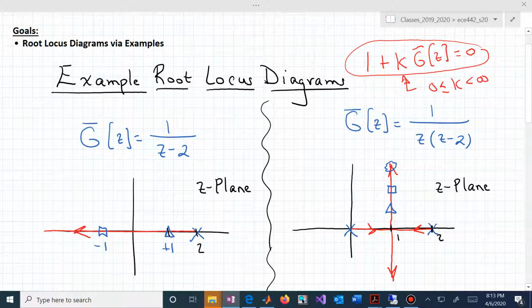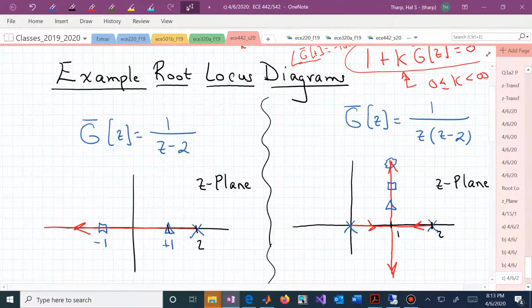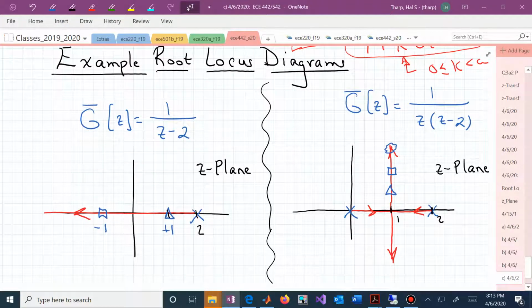We've seen that k g bar of z is equal to minus 1, which is 1 at minus 180 degrees. If we're looking at positive values of k, then we need the angle of g bar of z to equal minus 180 degrees, and that will guarantee that those values of z that satisfy this phase angle belong to the root locus. Let's now see how that's true for each of these example systems and their associated diagrams.